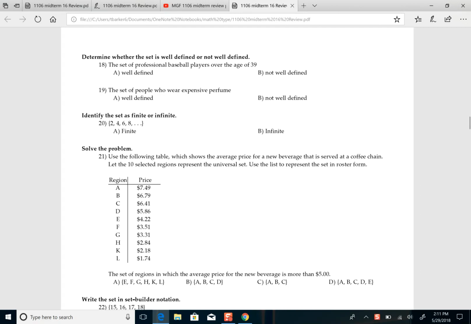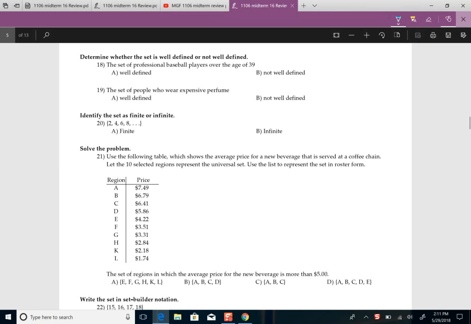Okay, so that one is well defined because we gave it an age, right? Age over 39. So we could look at a player, decide if they're 39 or not 39, and that would put them in the set or not put them in the set. 19, same thing, well-defined, not well-defined.